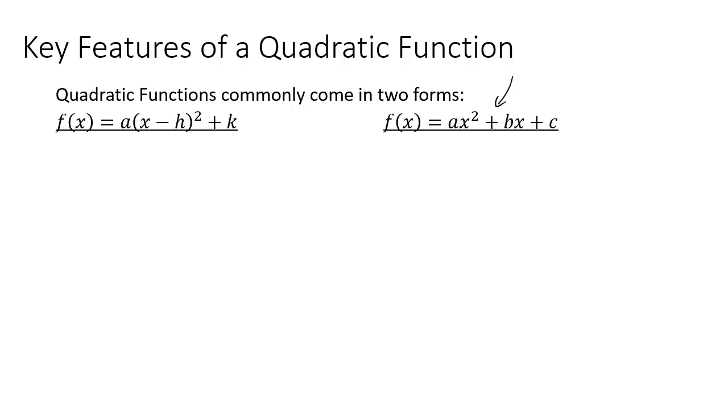So all you have is ax squared plus bx plus c, where a is not equal to 0. You at least need an x squared term. This one's a little bit trickier to work with, but it's mainly just because of the vertex. The vertex is harder to find with this form, but everything else is really going to be the same.